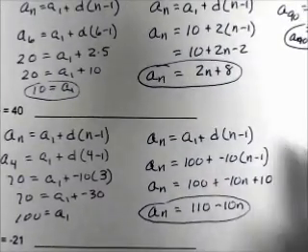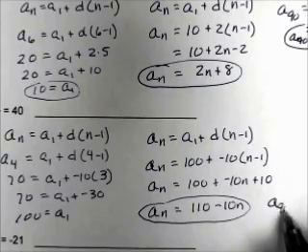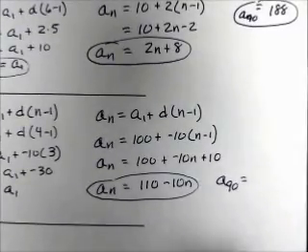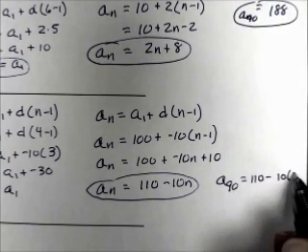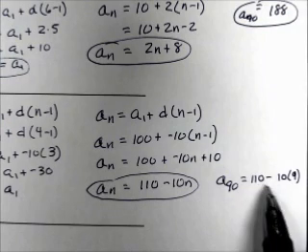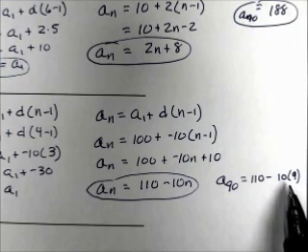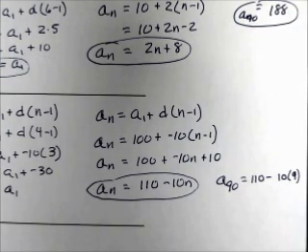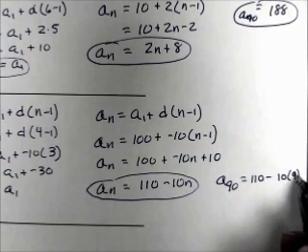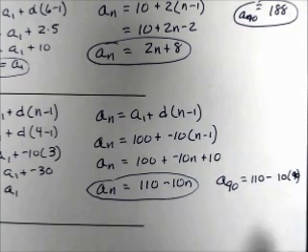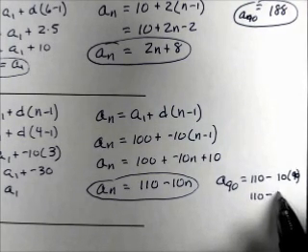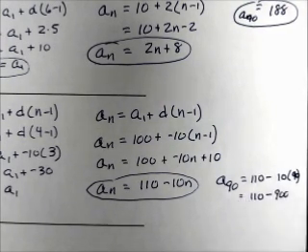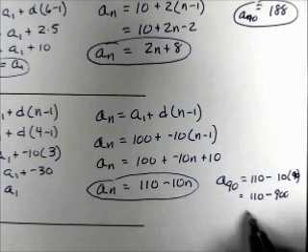And now we want the 90th term. So a sub 90 would equal 110 minus 10 times 90. So 110 minus, oops, excuse me, that's 10 times 90, which is 900. 110 minus 900 is negative 790.